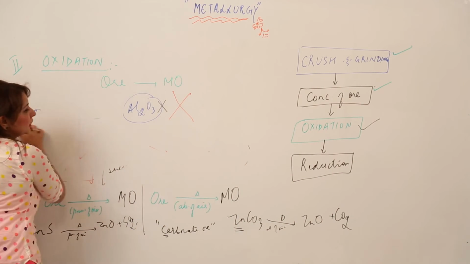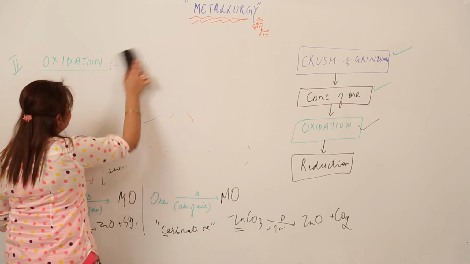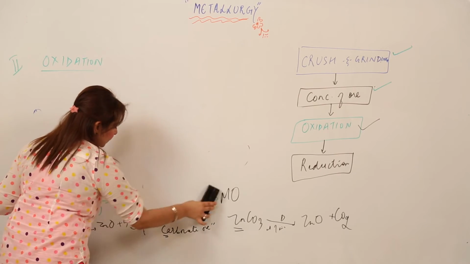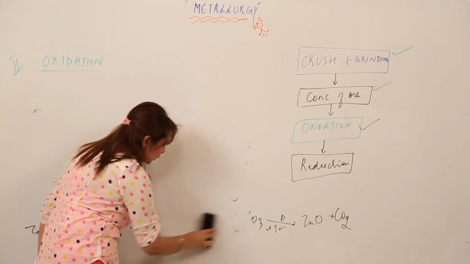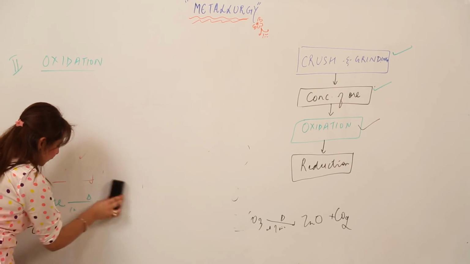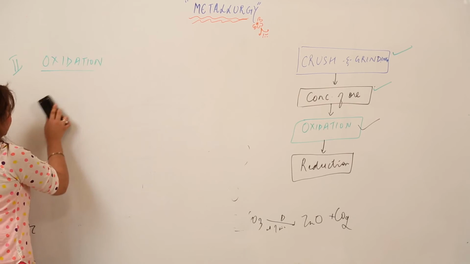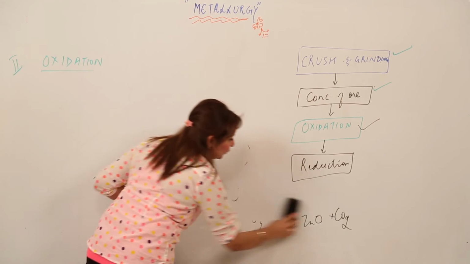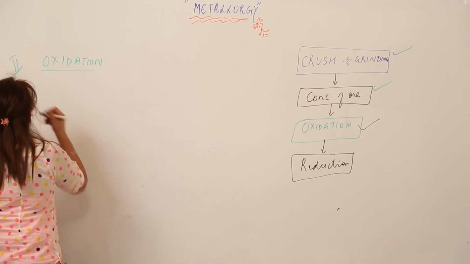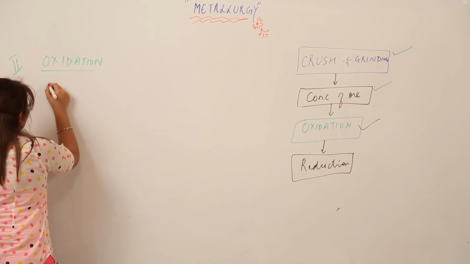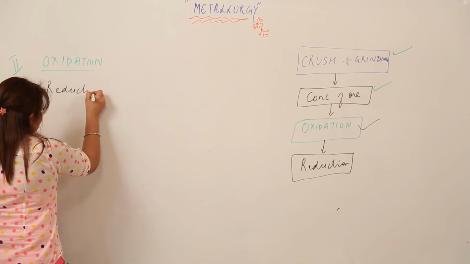And what is that? It is the reduction, right? As you all know, what is reduction? We already did in redox reactions that reduction is the addition of hydrogen and removal of oxygen. So this we will be doing now. So now the third step we will be discussing will be reduction.